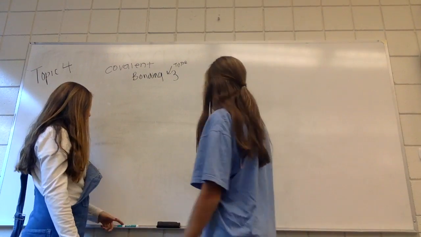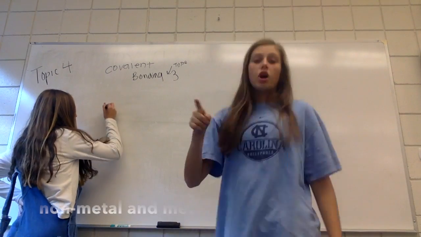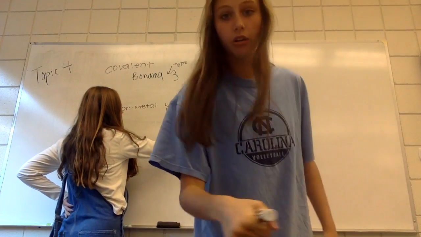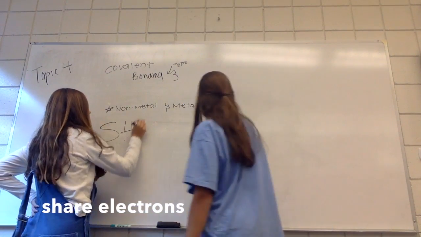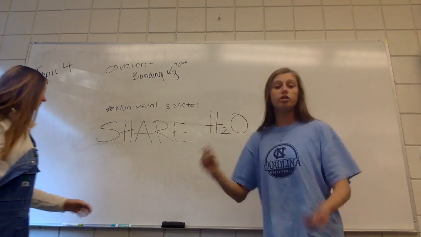Okay, so covalent bonding type 3, there are two major differences. You're not going to be using metal whatsoever in this. So don't even think about using metal. You're going to use a non-metal and another non-metal. Because you're using two non-metals, these two are not going to transfer. They're going to be sharing, like I share my food with Caitlin. Our first example is going to be hydrogen and oxygen, which is H2O, which everybody knows is water.